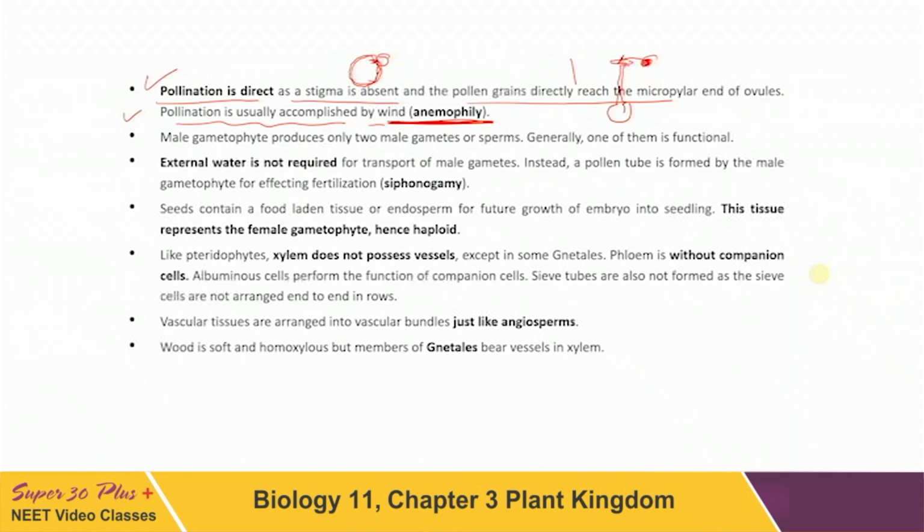Come to the next topic, the male gametophyte. How will the male gametophyte be formed? The pollen grain is the male gametophyte. It produces two male gametes, so-called sperms. Usually one of these two is functional. They do not need water. External water is not required because these are not flagellated.